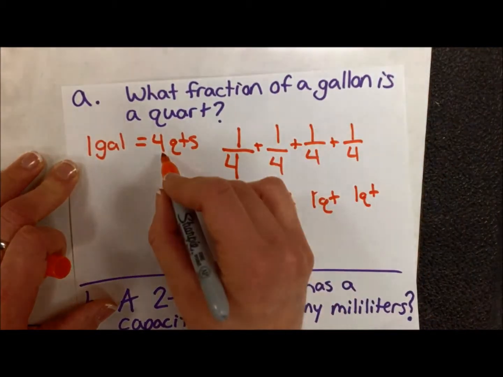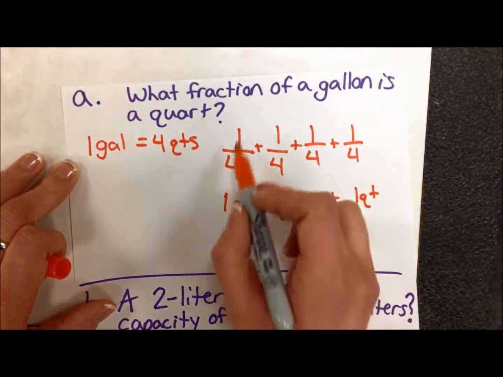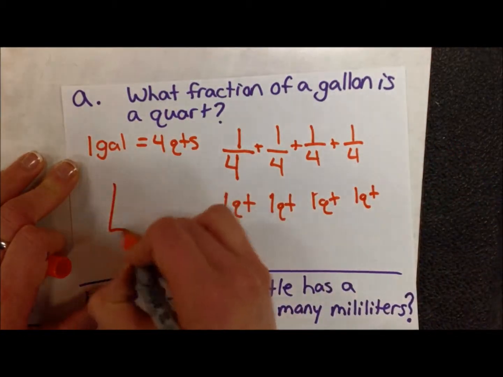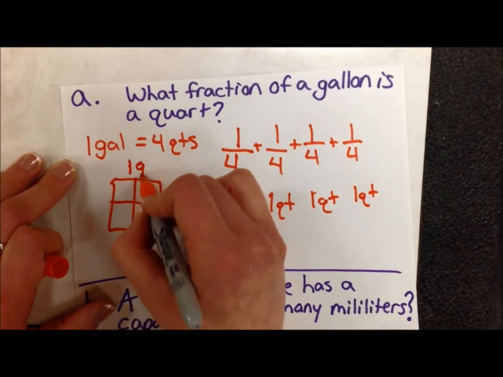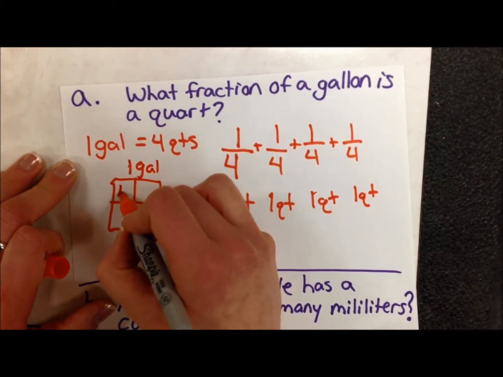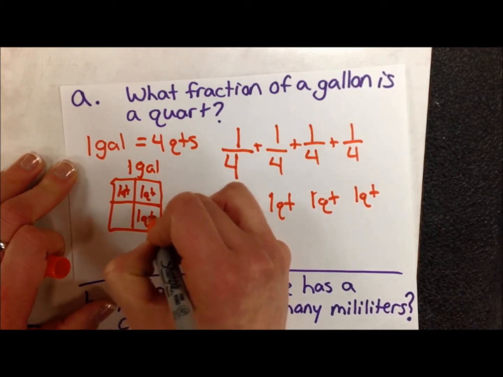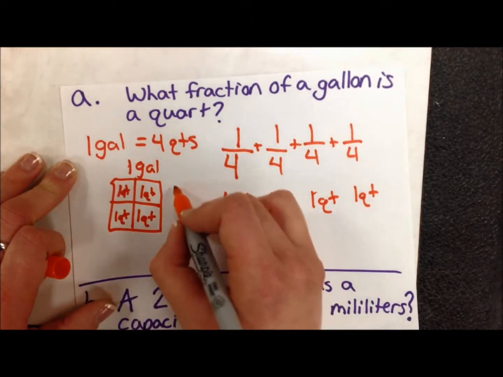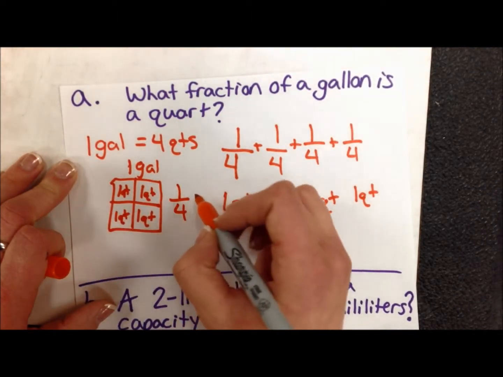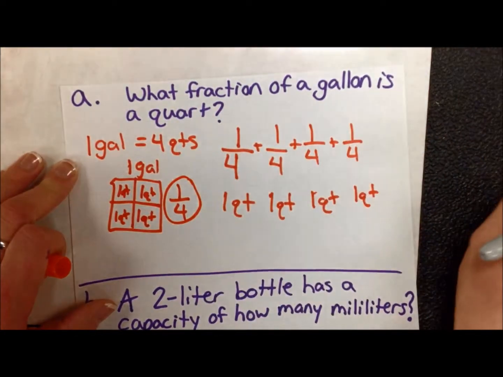Because if there's 4 quarts in 1 gallon, that means you have to add up 4 different ones, which would be 1/4 if we looked at it like this. If there are 4 quarts in 1 gallon, that means each of these is 1 quart. So one of those quarts would be 1 out of 4 pieces, or 1/4. So what fraction of a gallon is a quart? 1/4.